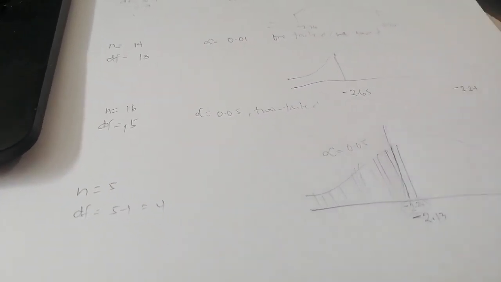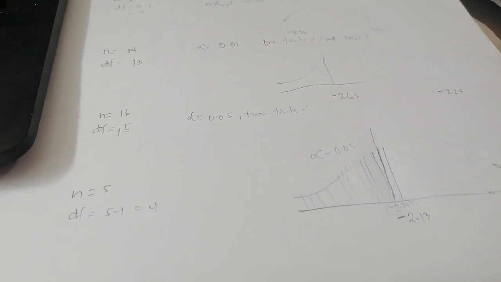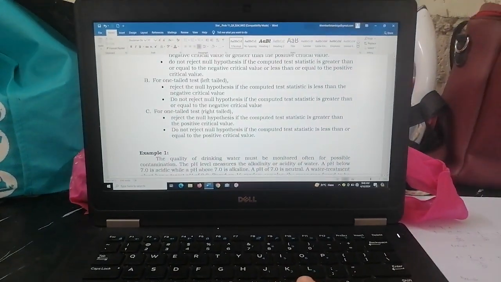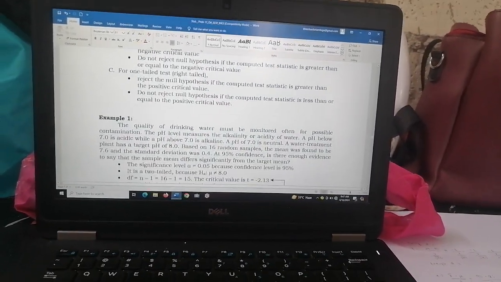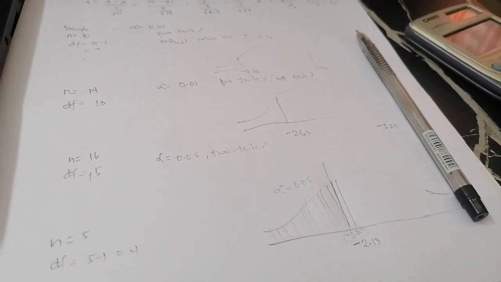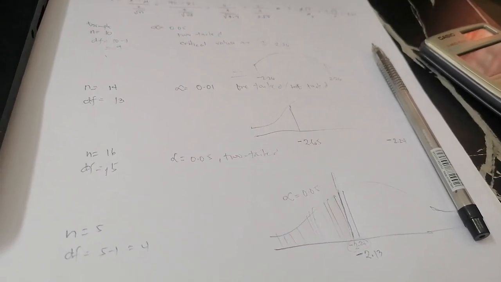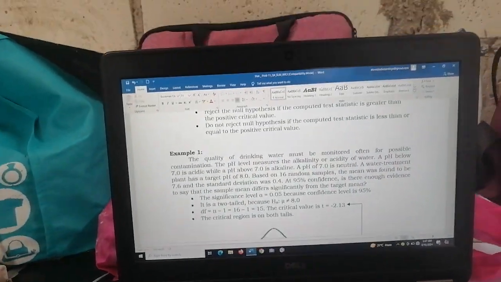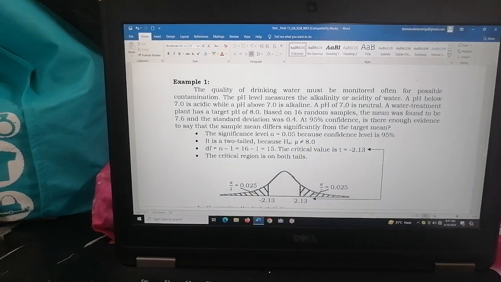So here, negative 2.24. What are we going to conclude? Remember, whenever the value falls in the shaded portion, meaning we have to reject our null. So for example number 1, it is similar to earlier.